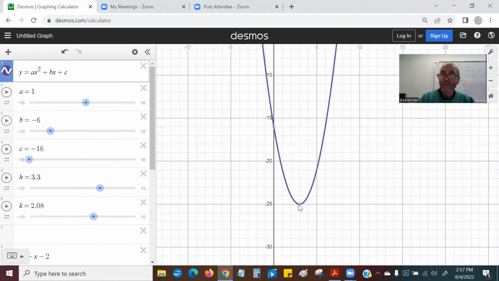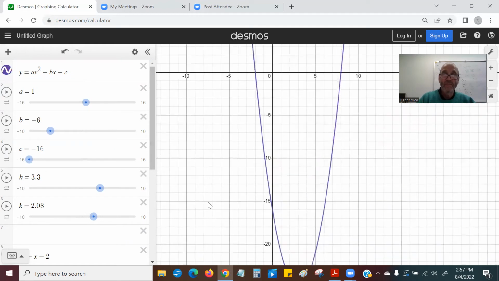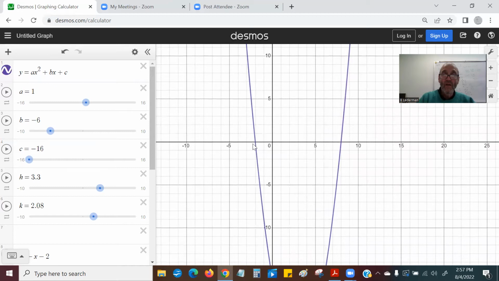And sure enough, the vertex is 3, comma, negative 25. The y-intercept is negative 16, which is what I said. It's just always the c value. And we have our intercepts are negative 2, 0, and 8, comma 0, which is what we saw. We saw that when we factored it out, by the way.